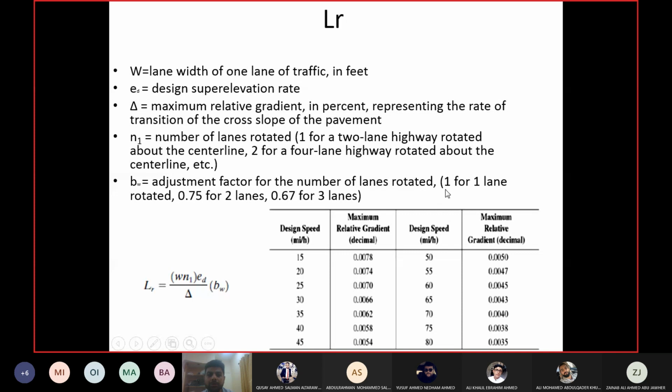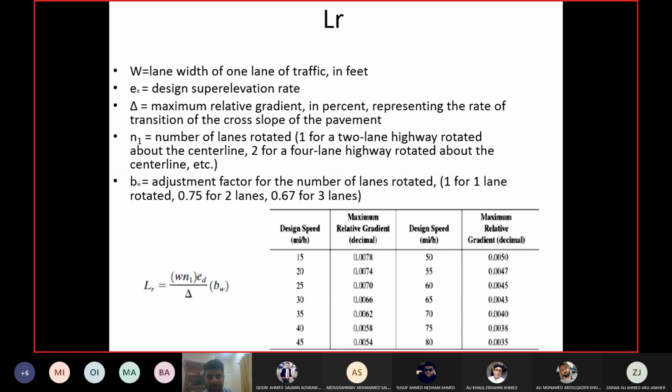So BW is 1 for 1 lane, 0.75 for 2 lanes, and 0.67 for 3 lanes. If you go back to the highway engineering textbook, you will see BW for 4 lanes and 5 lanes and so on as well. But in reality, it is not required. BW for more than 3 lanes may not be required. Why? Even for 2 lanes, even when N1 is 2, in many cases you may not be required to rotate 2 lanes.